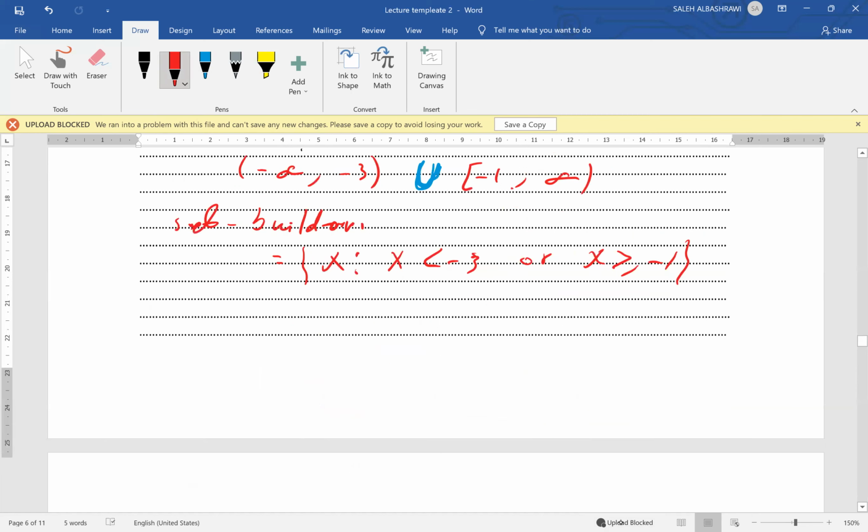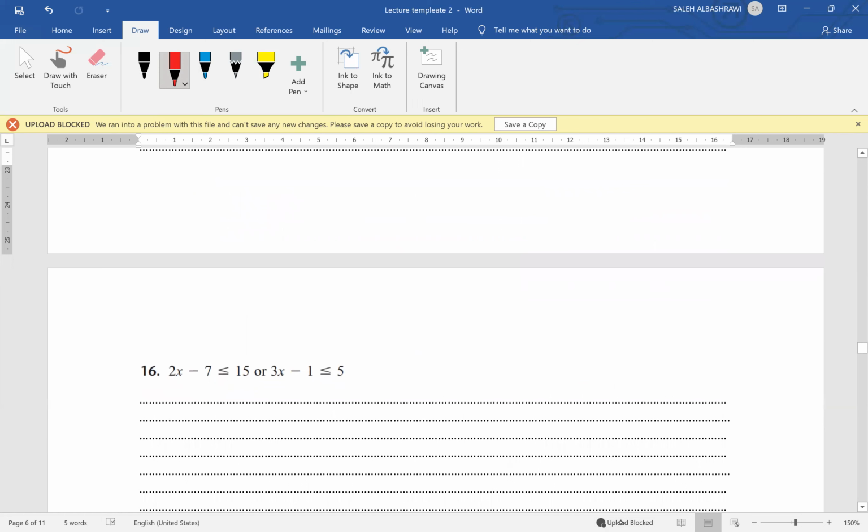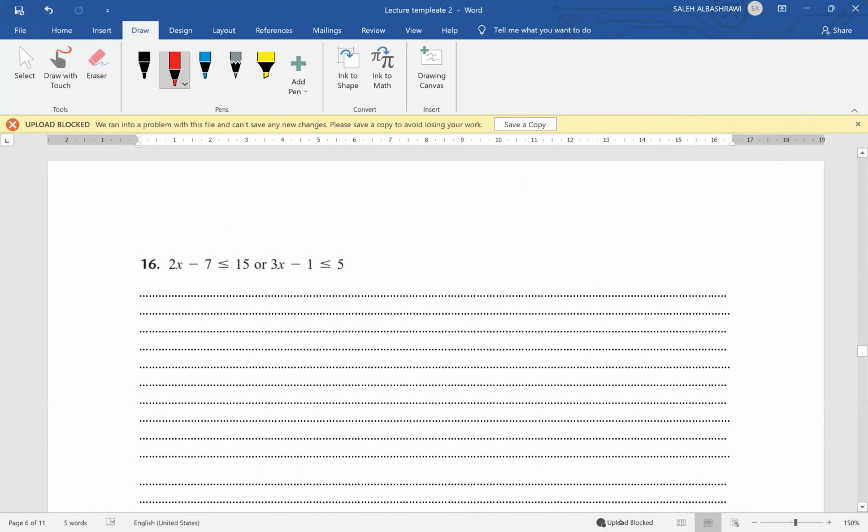Let's have another example. I have 2x minus 7 less than or equal to 15, or 3x minus 1 less than or equal to 5. Solving the first inequality, it is 2x less than or equal to, move this to the other side, 15 plus 7. So it is 2x less than or equal to 22, divided by the coefficient. I will have x less than or equal to 11.